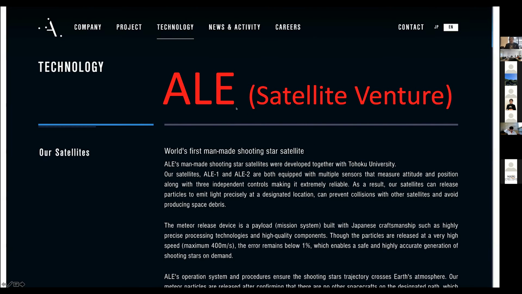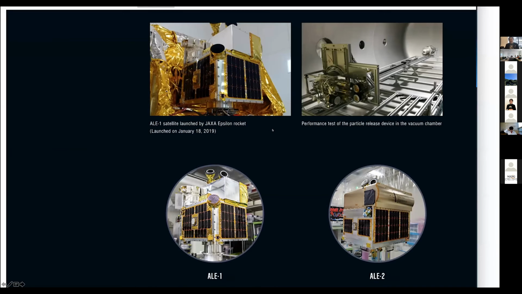In fact, we have ALE. This is a satellite venture company in Japan. They are now working on satellites, and I had misunderstood that launching a satellite is so expensive, like $100 million or even $500 million. But in reality, it's not. It's very cheap. I don't say cheap, but even for $200,000, you can have your own sensor or satellite. So I think the time has come.